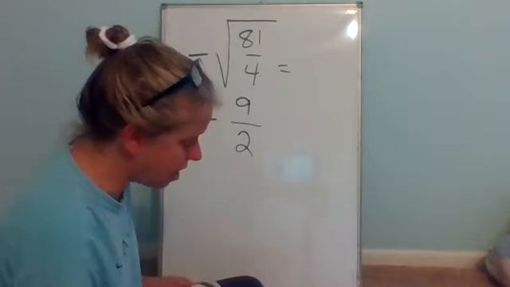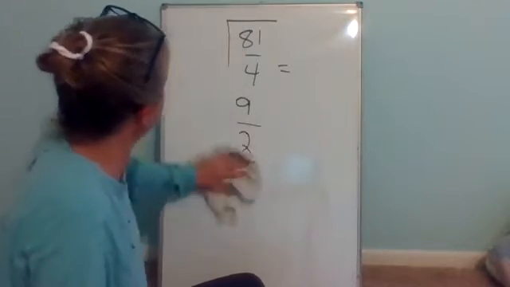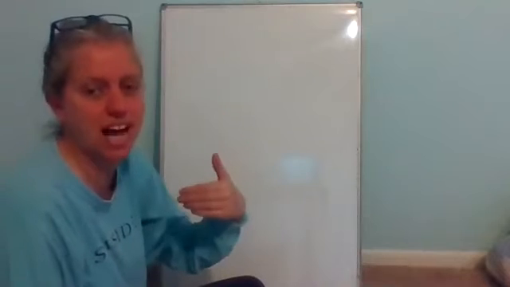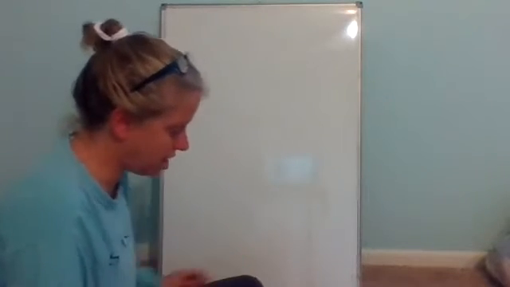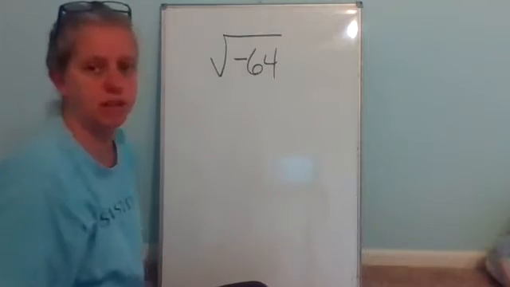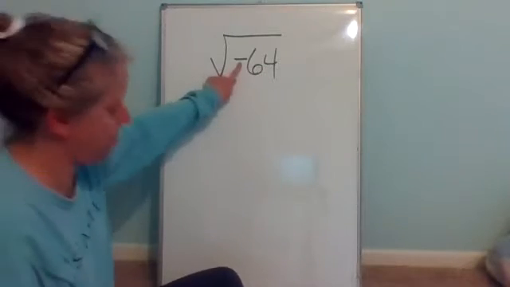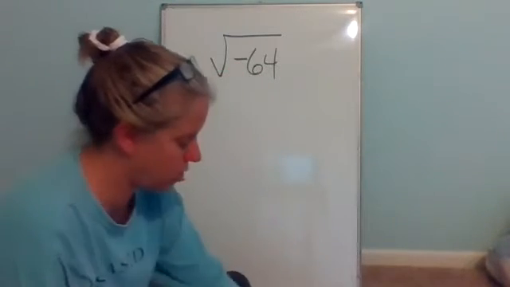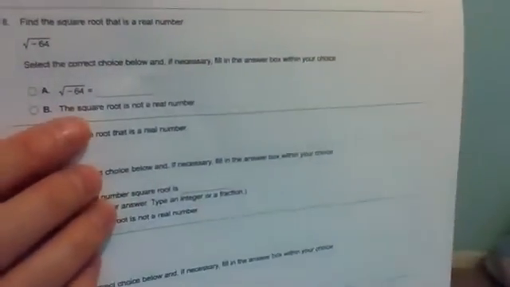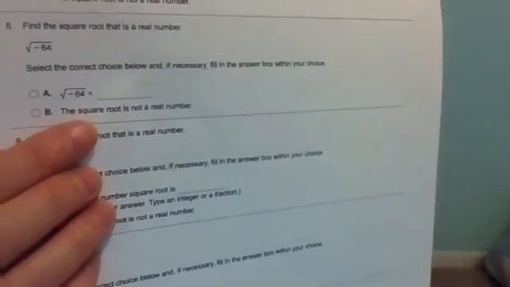Okay. Now look at number 8. We have something that we haven't seen before. All the negatives that we've seen so far have been outside the square root. But on number 8, you have the square root of -64. If your negative is underneath the square root, that's when you are going to answer with this B. The square root is not a real number.